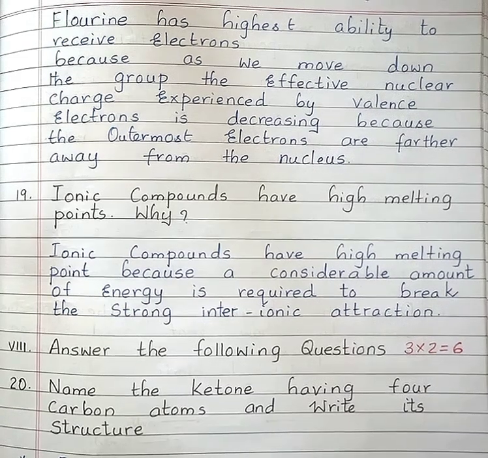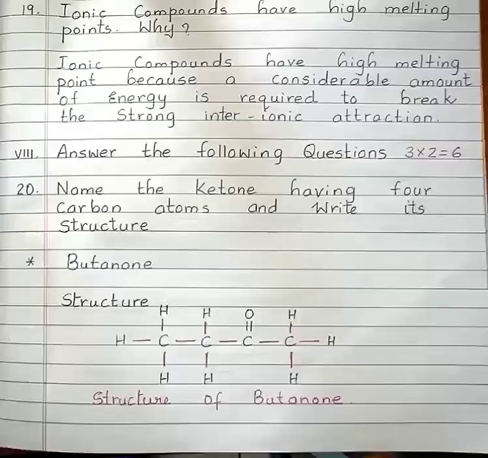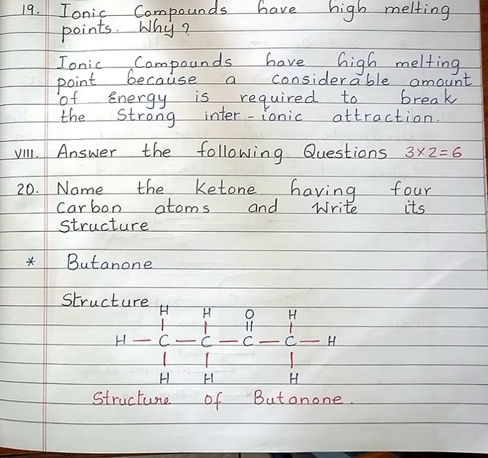19th question. Ionic compounds have high melting points. Why? Ionic compounds have high melting point because a considerable amount of energy is required to break the strong interionic attraction. Answer. Ionic compounds have high melting point because a considerable amount of energy is required to break the strong interionic attraction. Hence, ionic compounds have high melting point.